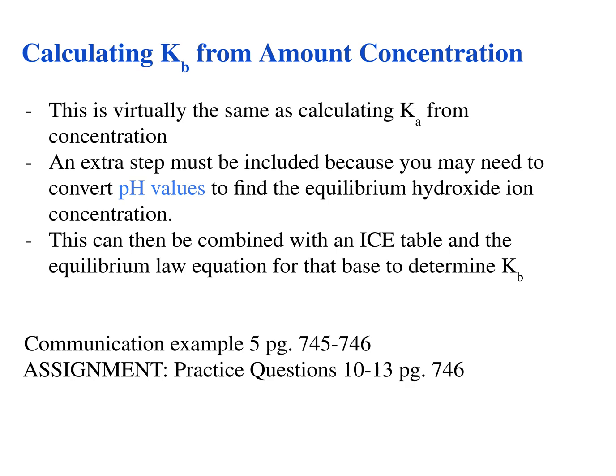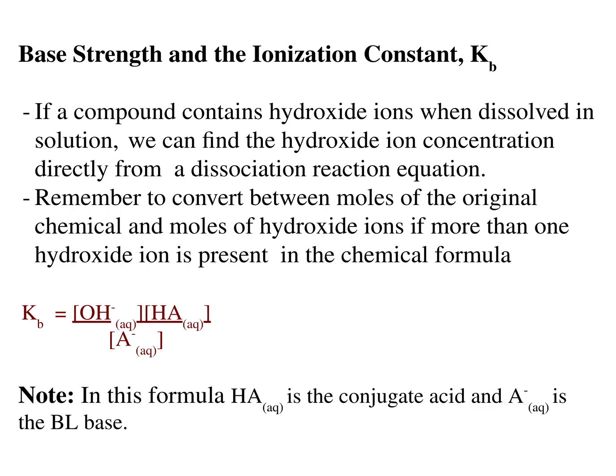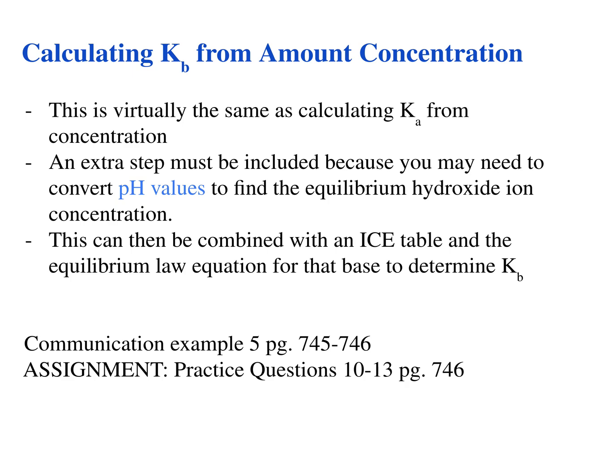If we want to calculate Kb from amount concentration, it's pretty much the exact same as calculating Ka or Kc in any other reaction. But what you have to be careful about is that oftentimes you'll be given a pH instead of a pOH. You've got to remember that pH can only calculate the hydronium ion concentration, and you don't want hydronium ion concentrations in this formula. Instead, you're going to have to convert the pH into a pOH and use that to figure out what the hydroxide ion concentration is. You can then use that with an ICE table to figure out what Kb would be.